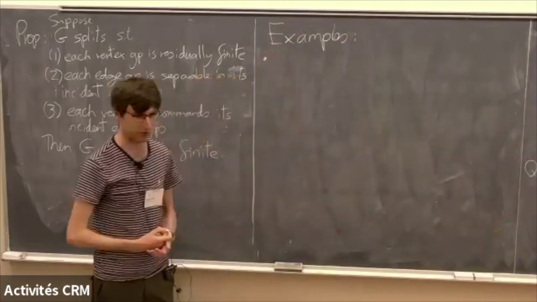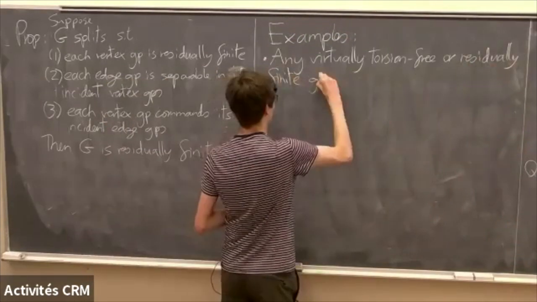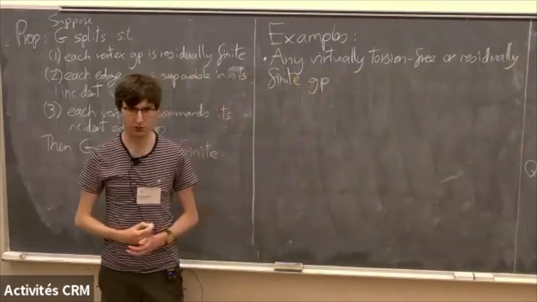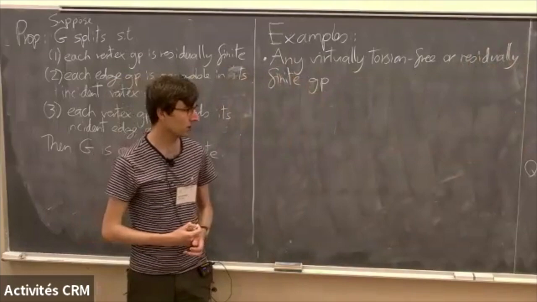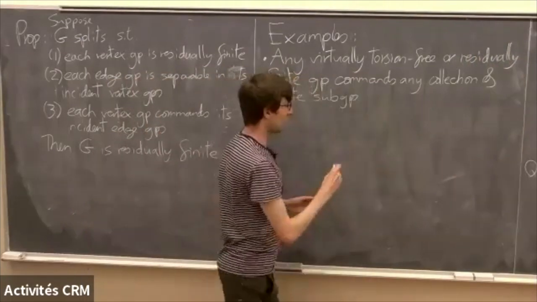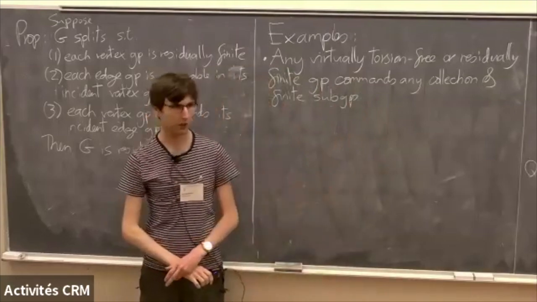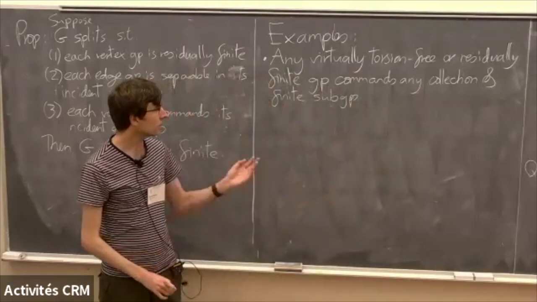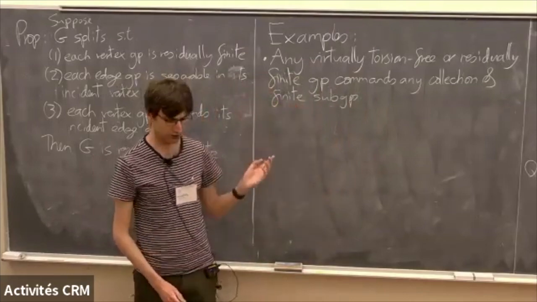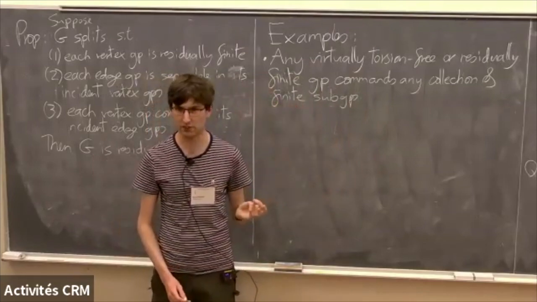Okay, so starting with an easy example, any virtually torsion-free or residually finite group commands any collection of finite subgroups. Yeah, the collection of subgroups will always be finite. Yeah, so this is easy to show. And in this case, you can take the Pi dot to just be the trivial subgroup.